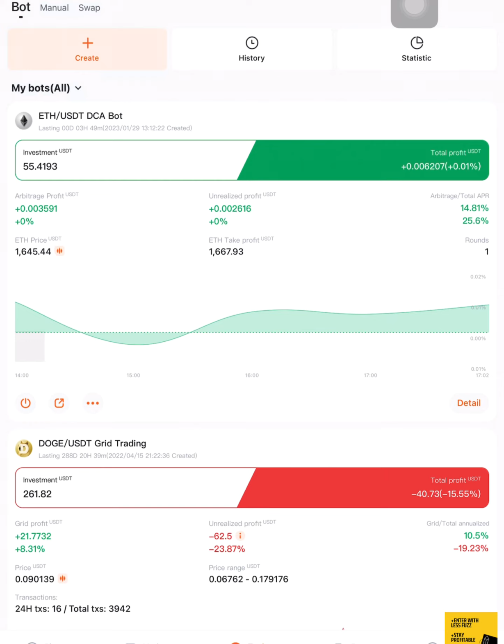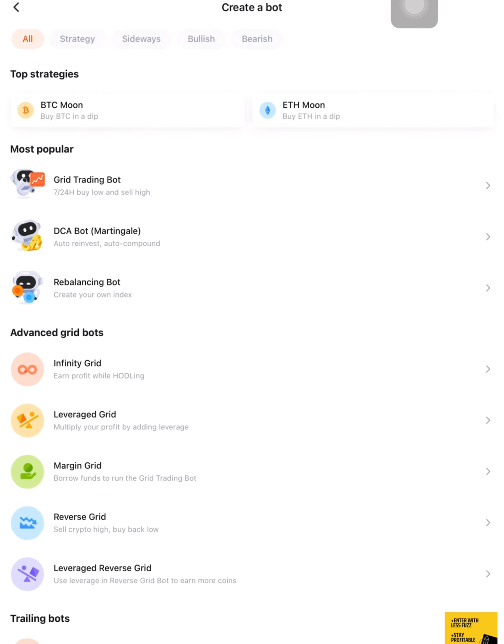So I run two bots here. One of these, the Doge one, is quite an old one. I just set it up while Doge was quite high in price, so you see it in red. The Ethereum USDT one was a recent one and you see it in green. So what we do is we'll first go to create.